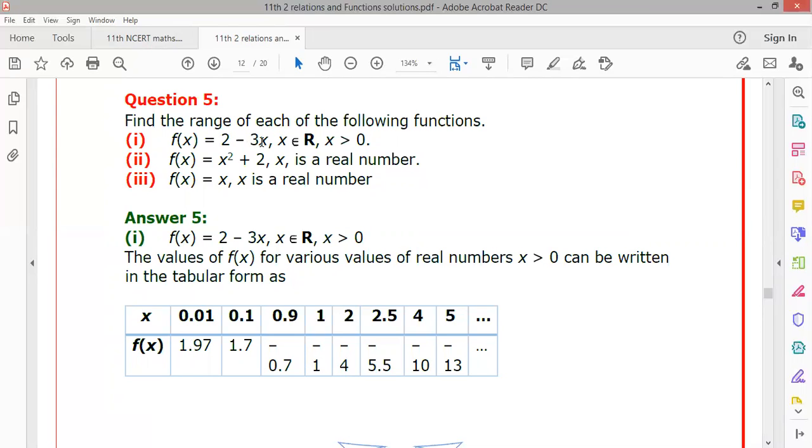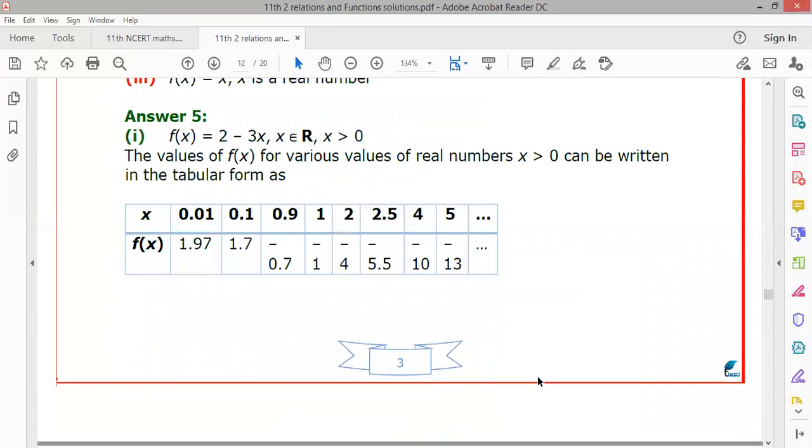See, if we give 0 here, it will be 2. The maximum value is at 0, so f of x will be 2. If we give more values, say 1, 2, 3 as values of x, you will get a negative value of f of x. We have tabulated it here. So for every value of x greater than 0, you will get a negative value. So the range is from negative values and goes at most up to 2.